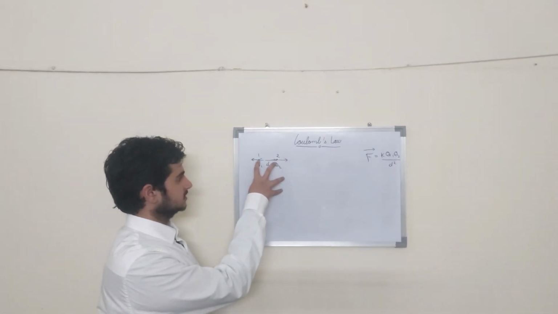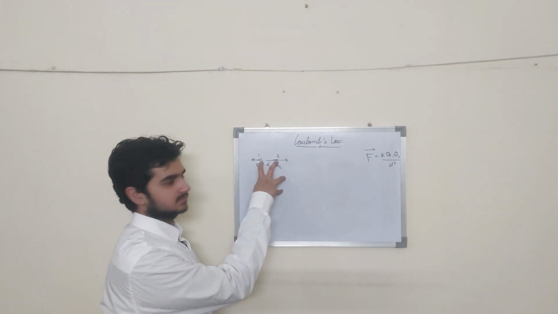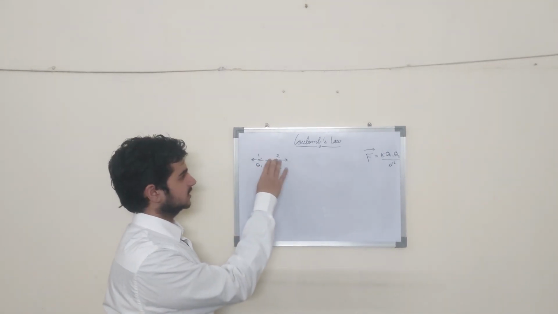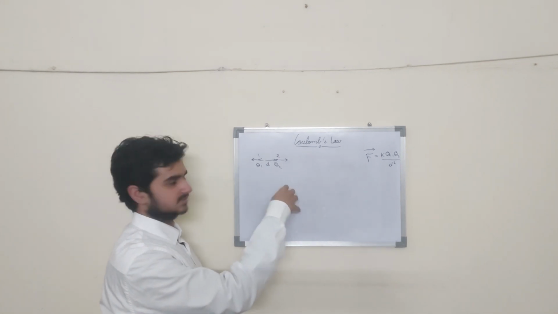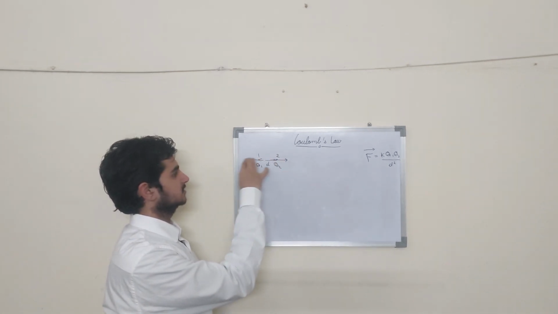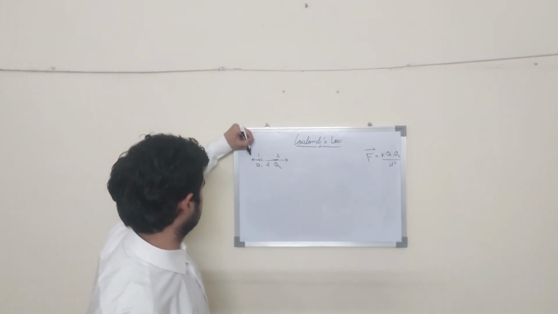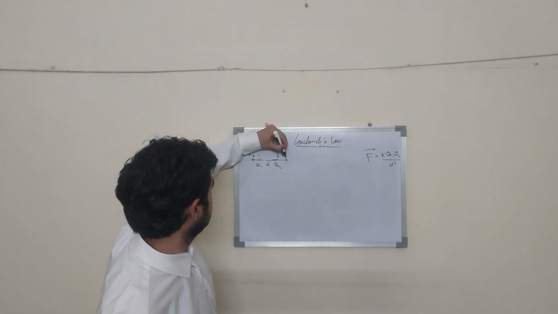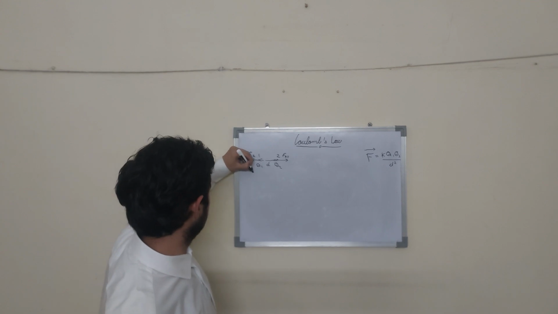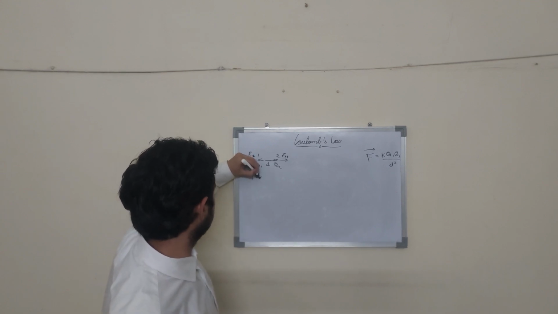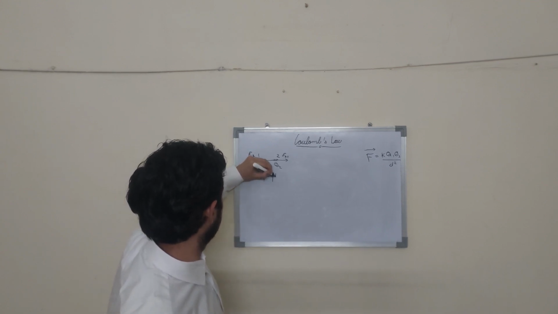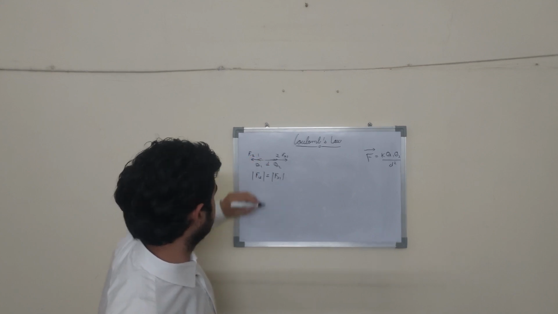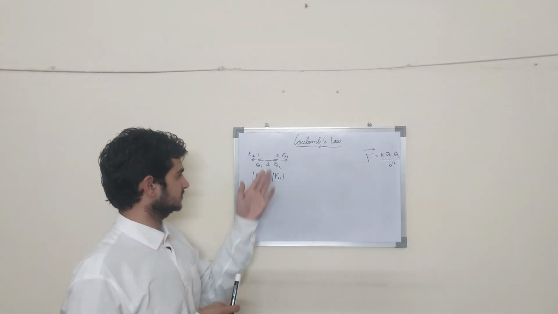So the direction is along the line joining them. So this is the line joining them, and the direction of the force applied on these two would be along the line joining them. So this is force on 1 due to 2. This is force on 2 due to 1. So their magnitudes will be equal, right? F12 equals F21. I mean, this is pretty obvious.